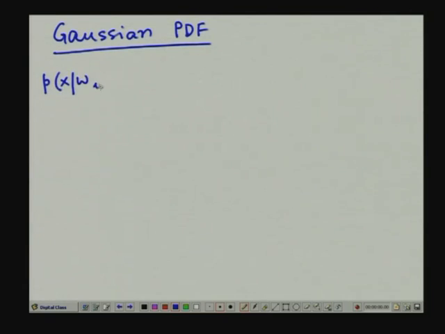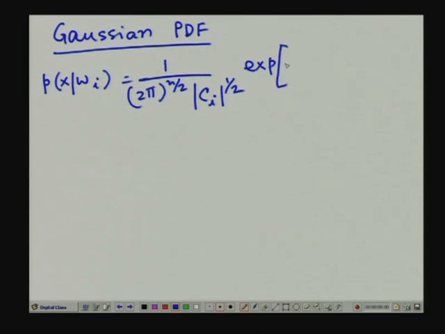So, if I assume Gaussian probability density function, that is Gaussian PDF, which is of the form p of x given omega i is equal to 1 upon 2 pi to the power n by 2 into |C_i| to the power half, exponential minus (x minus m_i) transpose C_i inverse into (x minus m_i), where m_i is the mean of the vectors x belonging to class omega i, and C_i is the covariance matrix of all the vectors belonging to class omega i.